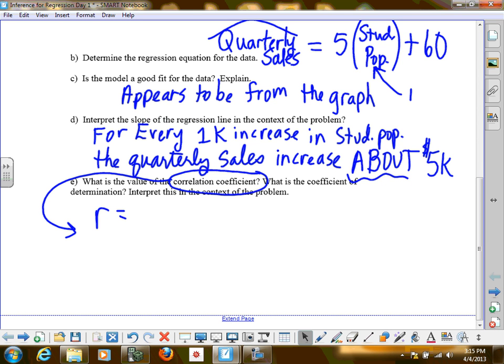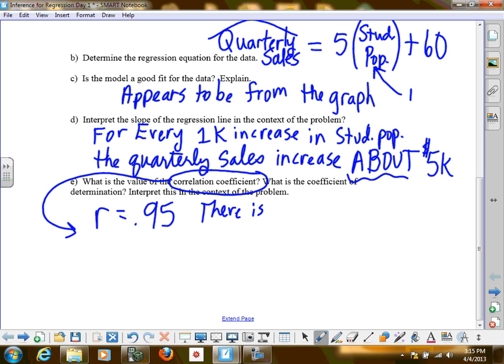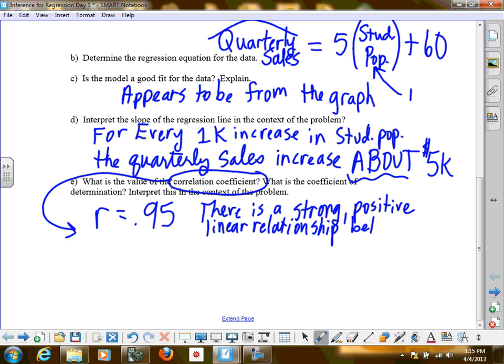And so let's put that interpretation, let's put that phrase. So we say that there is a strong positive, finish it out. Good, linear relationship between student population and quarterly sales.